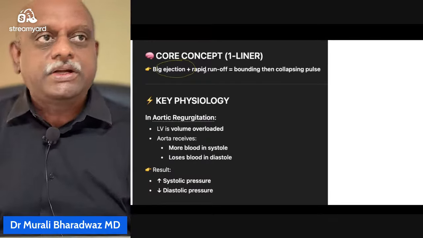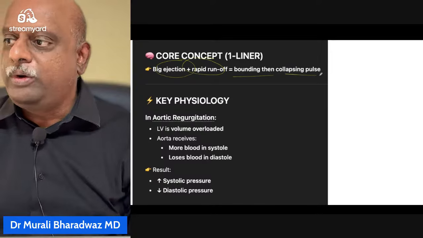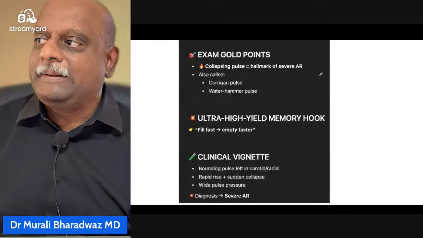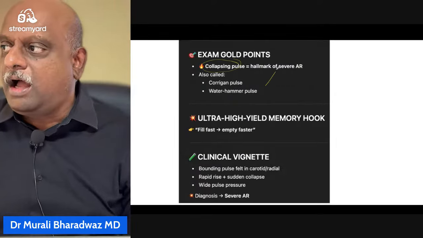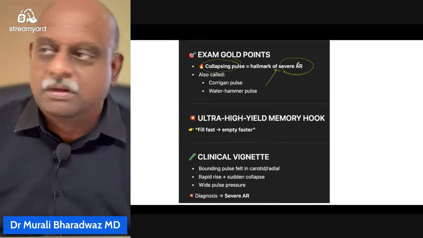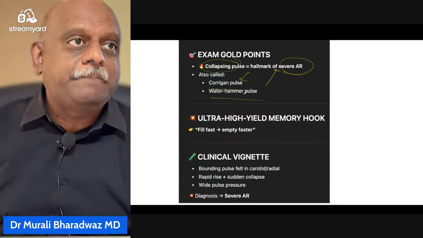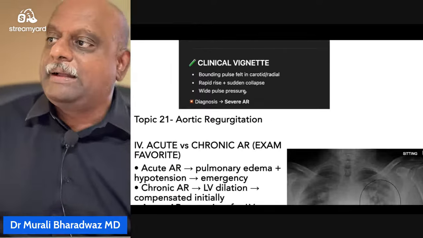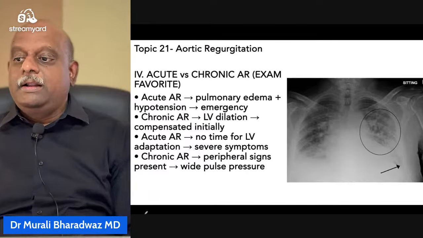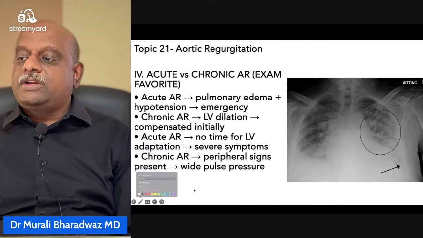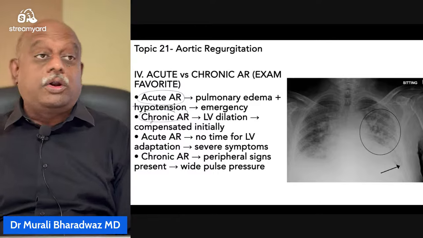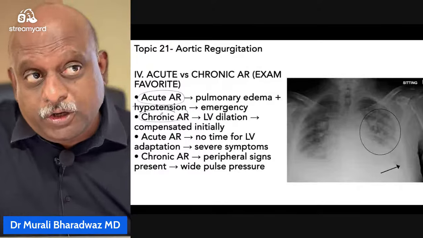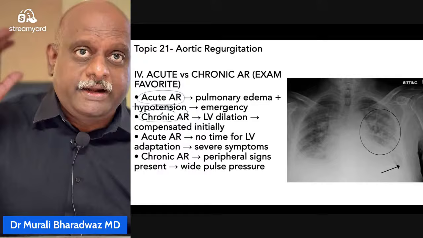So big ejection, rapid runoff is equal to bounding and collapsing pulse is what you need to basically remember. So collapsing pulse is the hallmark of a severe AR. And that is also called Corrigan pulse or water hammer pulse. So now, doctor, there are two types of aortic regurgitation. One is called acute AR, other is called chronic AR. What causes chronic AR? If at all you have rheumatic heart disease, that leads to chronic AR.